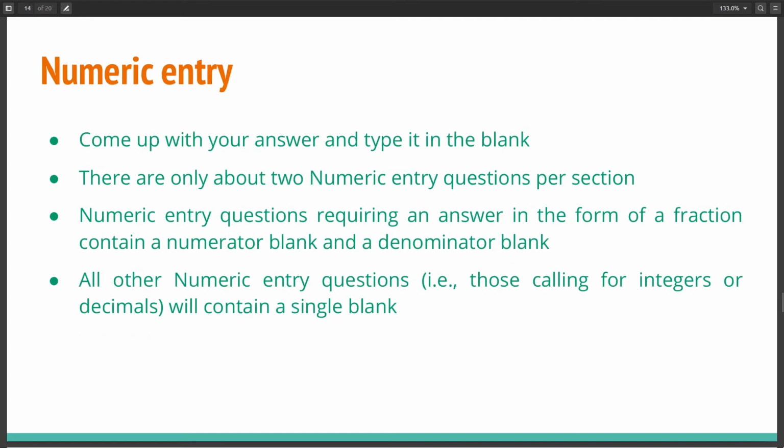Okay, next we have the numeric entry type. In this question type, you will have to come up with your answer and type it in the blank given. There are only 2 questions in the entire section. A variant of this type is that you might have to enter a fraction. When you have to enter a fraction, the question will have 2 blanks, a numerator blank and a denominator blank.